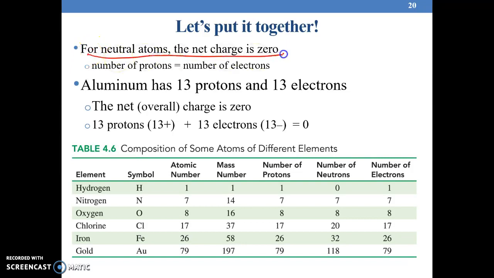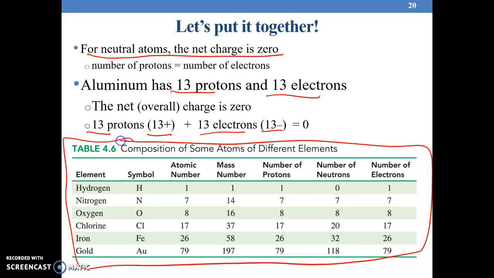Okay, so let's actually combine it all. For neutral atoms, there's no net charge. Protons and electrons are equal. So aluminum has 13 protons, 13 electrons. Overall, it is 0. If you were to look at the charge, just to confirm that, 13 protons with each one being +1, and 13 electrons with each electron being -1, equals 0. Everything works out. Your book has an awesome table right here, table 4.6, that takes several varieties of elements and their symbols, and it goes through the atomic number, the mass number, protons, neutrons, and electrons.